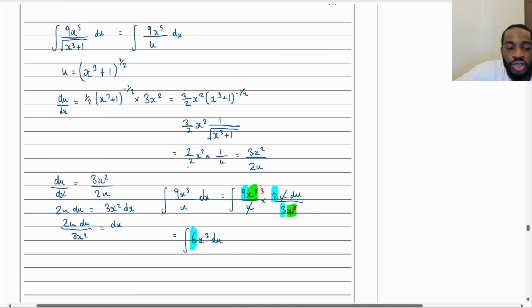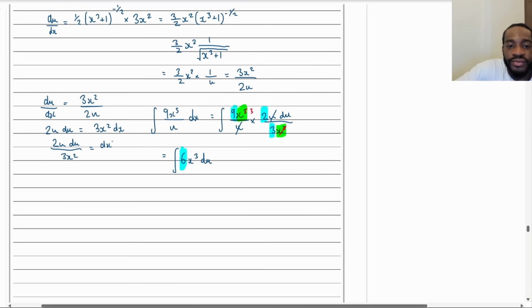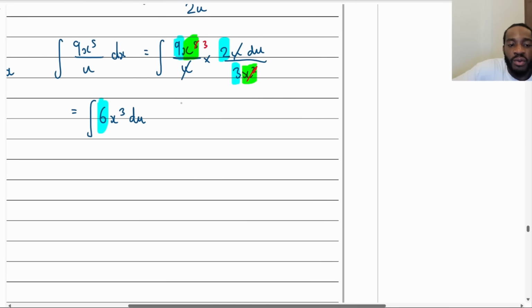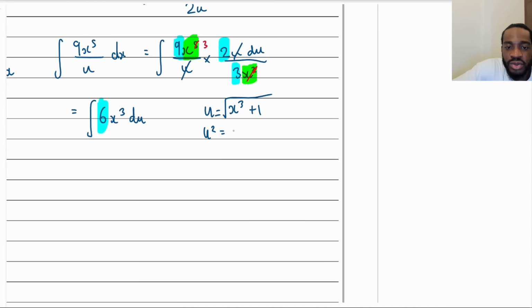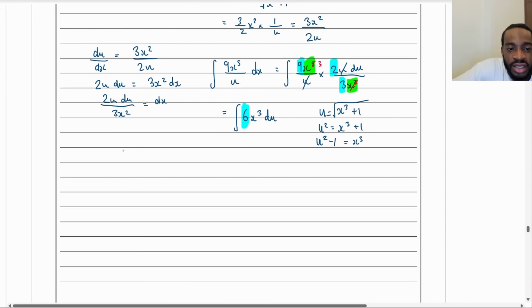If we go back to our substitution, we know that u is equal to the square root of x cubed plus 1. So let me just zoom in a bit, right? We know that u is equal to the square root of x cubed plus 1. So to get x cubed, because I can see that I've got it there, I can square both sides. So I have u squared is equal to x cubed plus 1. Then I can take 1 away. So I have u squared minus 1 is equal to x cubed, and then I can replace it with there. So therefore, the integral that we're dealing with now is the integral of 6 times u squared minus 1, like that, du, okay?